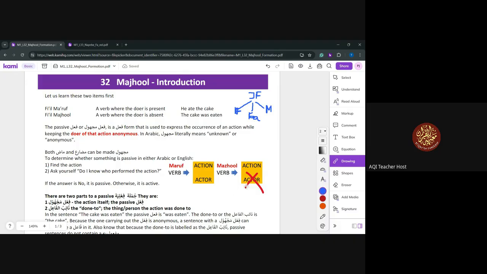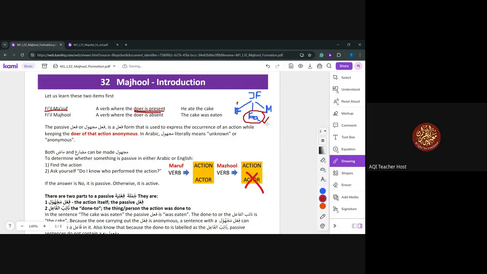Now, whenever we have a sentence where the fa'il is present, meaning the doer is present, then that verb, that fi'l, is going to be called fi'l ma'ruf, meaning it would be in its active form. The word ma'ruf means active. And how do we know if the verb is active or not? Simply by looking if the doer is present, meaning if the fa'il is present.